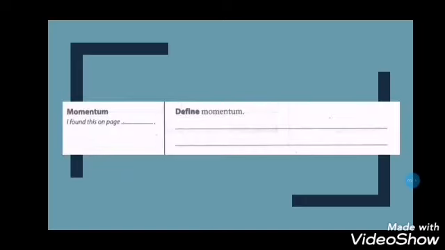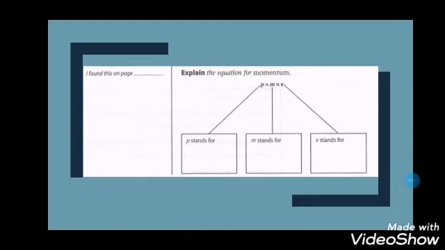Now, define momentum. This is on page 73. It's the measure of how hard it is to stop a moving object. Explain the equation for momentum. Momentum equals m times v. The answer is on page 73. The first letter, which is rho in Greek, looks like a P, but in fact it's not a P. It stands for the momentum, and the unit of the momentum is kilogram meter per second. m is for the mass, in kilograms, and v is for the velocity in meters per second.